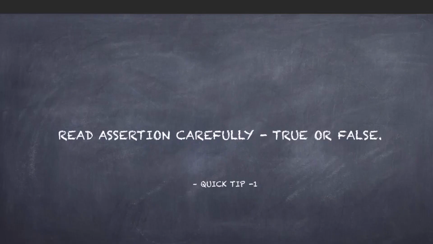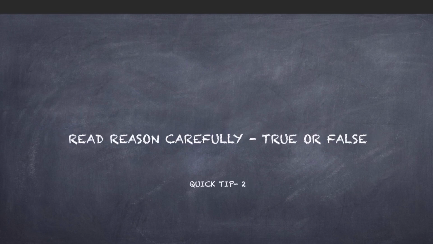Before solving, let's understand a few smart tips. Tip number 1. Read the assertion carefully and identify whether it is true or false. Tip 2. Like what we have done earlier, read the reason carefully and identify whether it is true or false. You need to consider both assertion and reason as two independent statements and check for their validity.